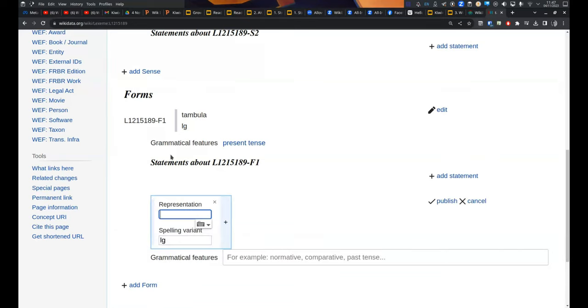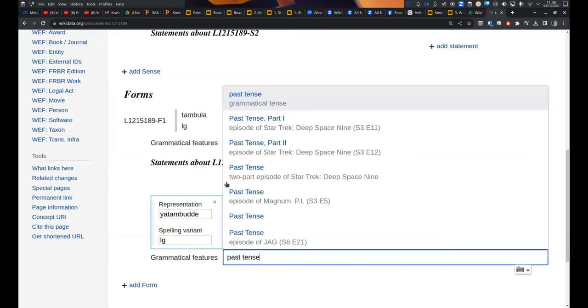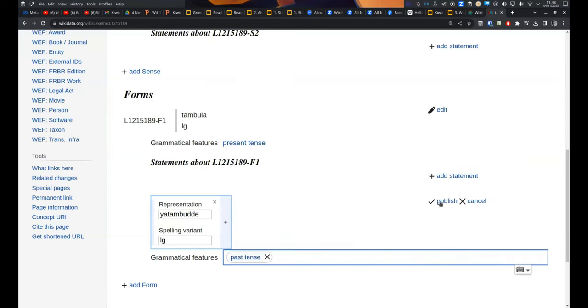Now, let's say the past tense, how do you write it in your language? It depends. If it is one person, they say, he walked, he had tambla. If they are many, they say, bad tambla, they walked. So I write for one person. Yes. So present tense, past tense. Is the one you are going for past tense? So you go here, select your past tense and publish it.